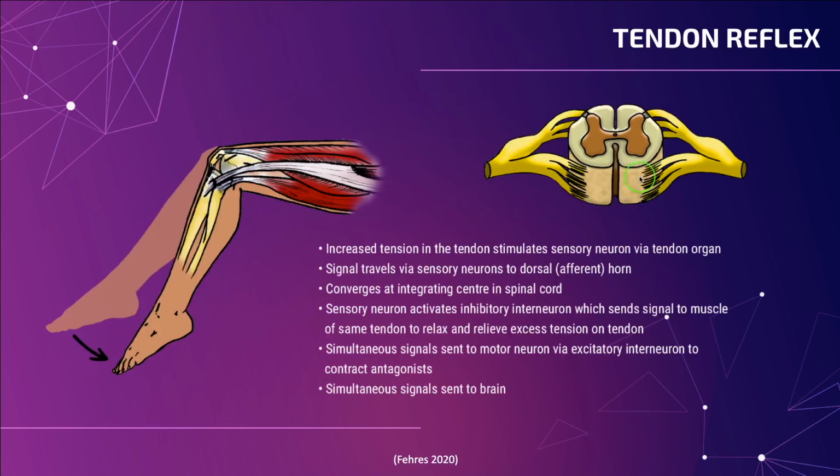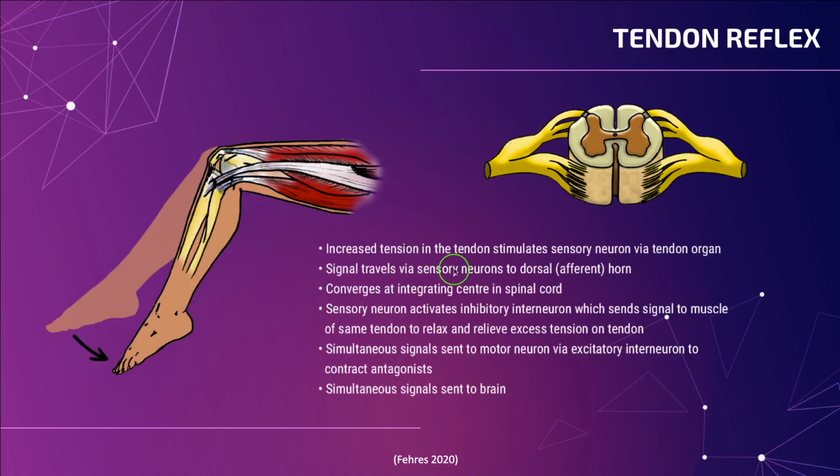Now, a Golgi tendon organ essentially does something opposite to what a muscle spindle does. It measures when there is too much force on the muscle, whereas the muscle spindle measures when there is too much stretch. This measures when there's too much contraction, basically too much force on the muscle, and there's the potential that the muscle is going to contract too much and possibly damage surrounding structures in the body. Increased tension in the tendon stimulates a sensory neuron via the tendon organ.